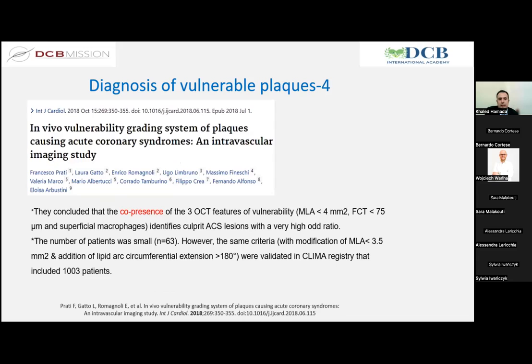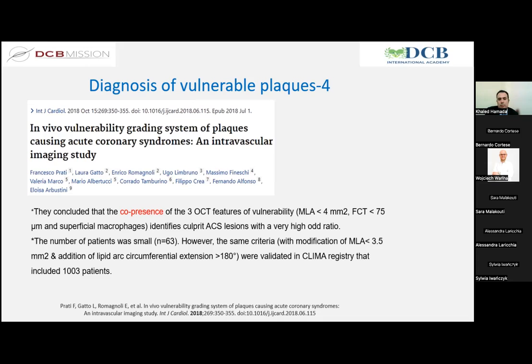Another study examined an in vivo vulnerability grading system of plaques causing acute coronary syndromes. They concluded that the presence of 3 OCT features of vulnerability, minimal luminal area less than 4 square millimeter, fibrous cap thickness less than 75 micrometers, and superficial macrophages, identifies culprit ACS lesions with a very high odds ratio. They were criticized because the number of patients was small.